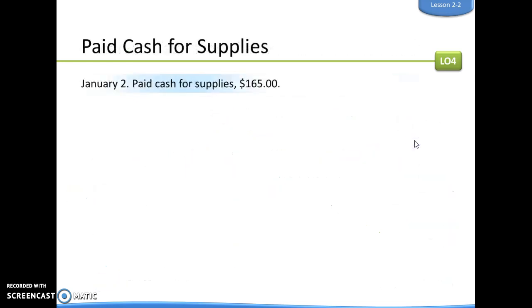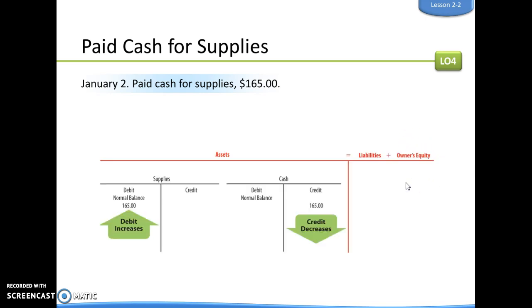Okay, second transaction here, January 2nd, paid cash for supplies, $165. So which 2 accounts would be affected here? Supplies and cash. So if we classify those, we have what? 2 assets. Okay, so we know that's going to be on the same side of the equation. So it's set up like this. We have supplies and cash. Both accounts are on the asset side. Supplies is going to increase. Cash is going to decrease.